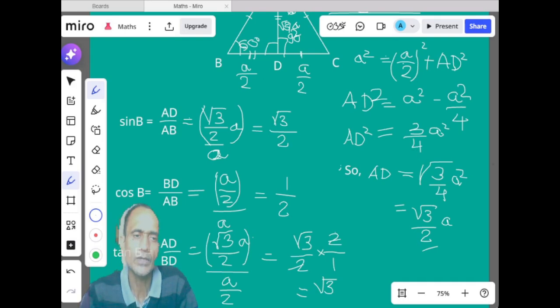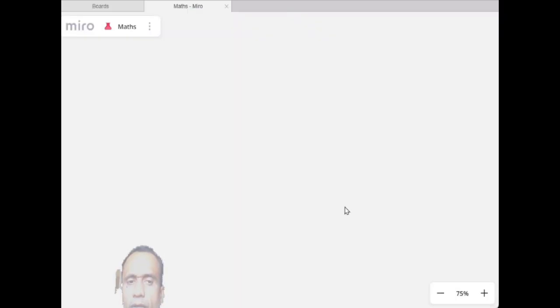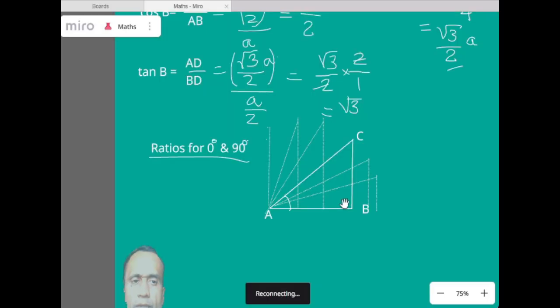Now we will find the trigonometric values for 0 degree and 90 degree. So that we will solve logically. So let us now try to find out the values of trigonometric ratios for 0 degree and 90 degree.